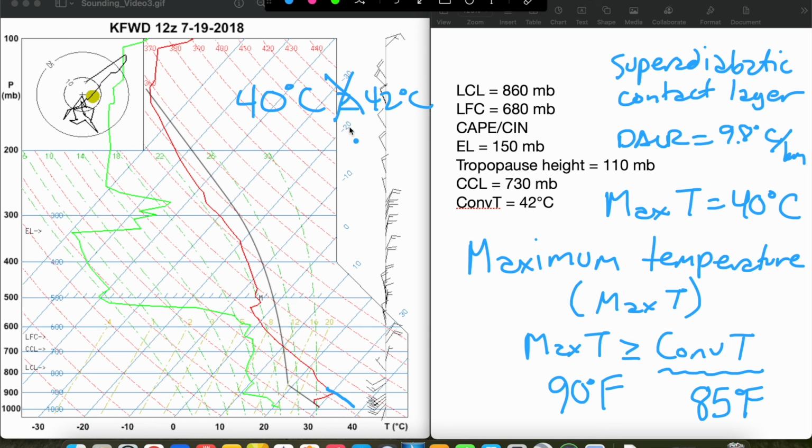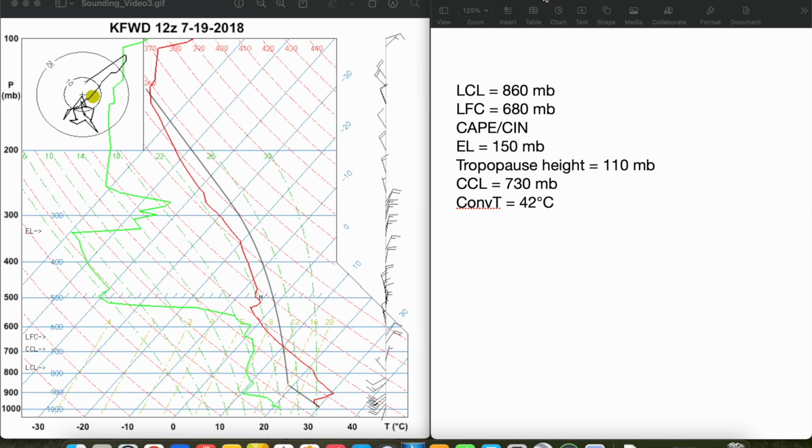So in this regime as it is, without any other outside lifting mechanisms, if we had just solar heating to heat the parcels near the surface, it seems unlikely that we're going to get thunderstorms in the afternoon, because that forecast estimated high temperature is less than the convective temperature. So in our column here, maximum temperature equals 40 degrees Celsius. Again, less than the convective temperature. So unlikely that we will see thunderstorms in this regime if we just have solar heating as our lifting mechanism.